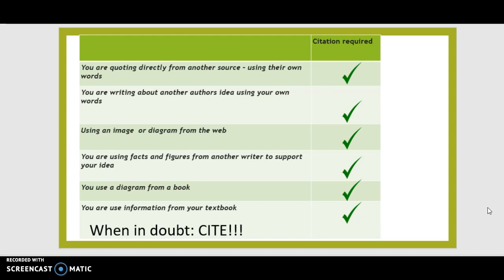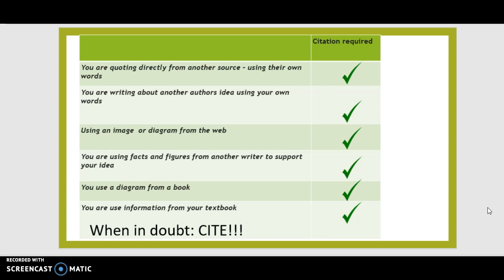If you use an image or a diagram from a book, a website, or your textbook, you have to cite that source. Now, if you are using some of the information and then developing, let's say you're developing a graph and you're using some facts and figures from your textbook and then you're adding your own, then you still have to tell us where the original facts and figures came from.